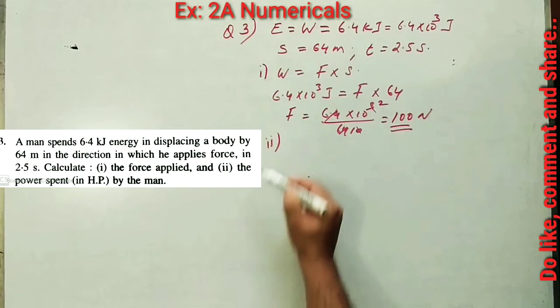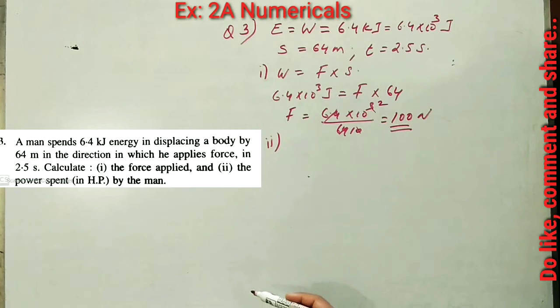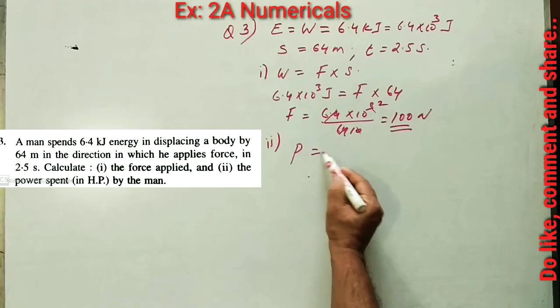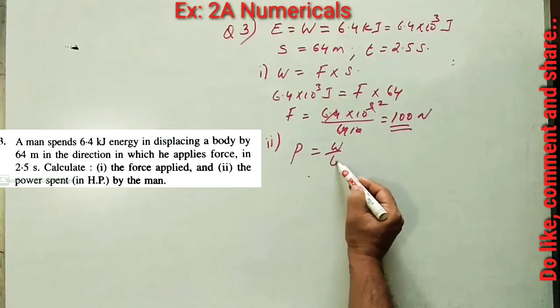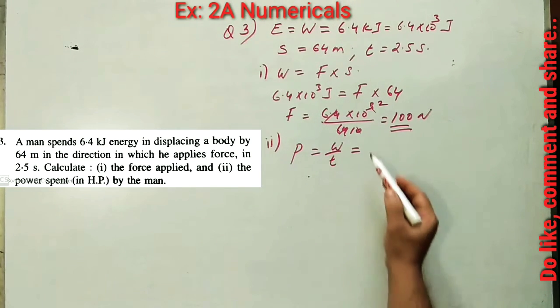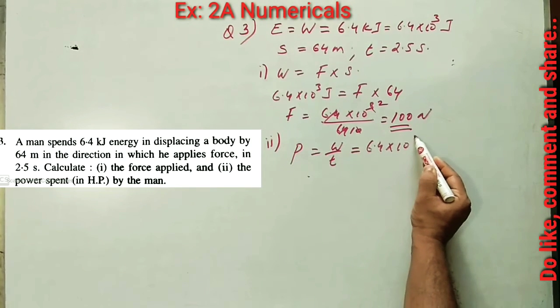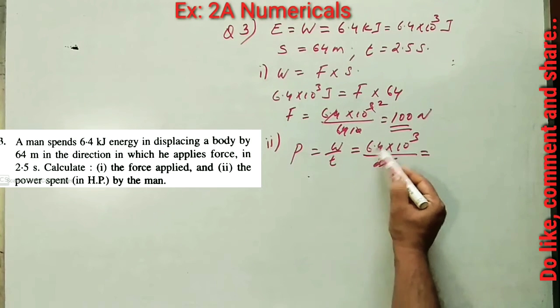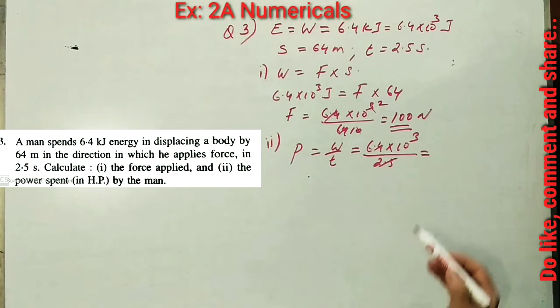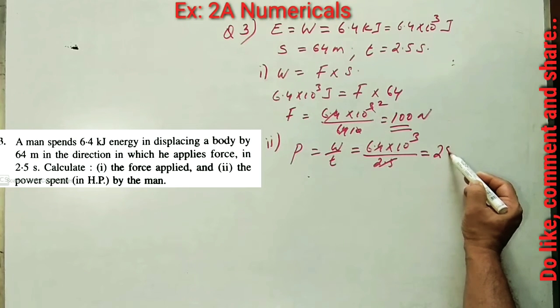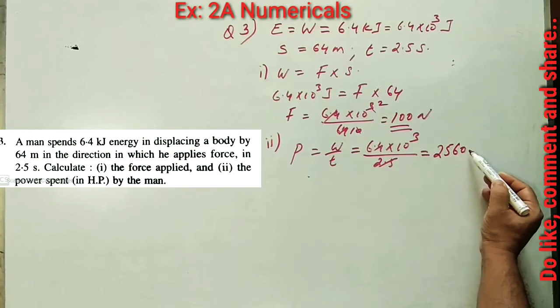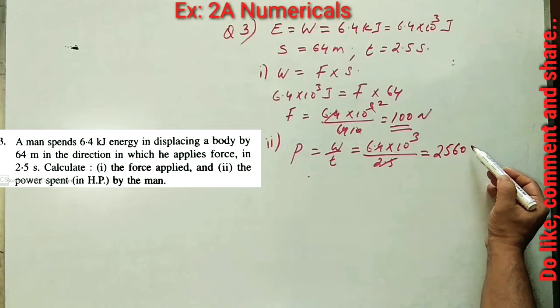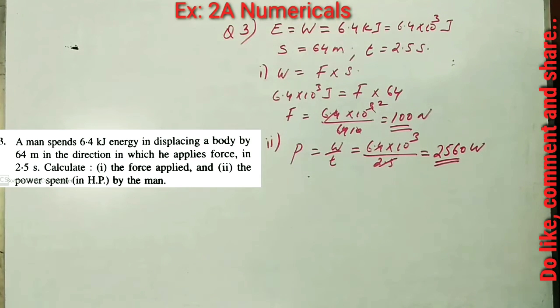The second part of the question. What's the second part of this question? The power spent in horsepower by the man. So the power is equal to rate of doing work. Write the formula W by t. So what's the work done? 6.4 into 10 to the power 3 divided by time, which is 2.5. Just to solve it, divide and see. The answer comes out to be 2560 watt. 2560 watt. So that's the answer.